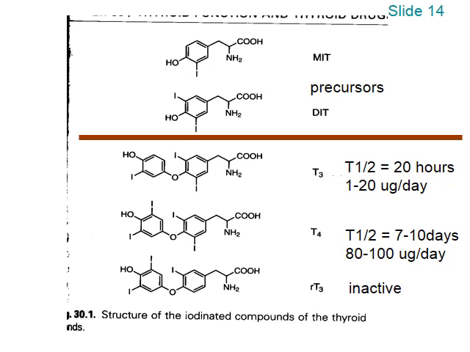This is a slide that depicts some structures of the compounds I've mentioned in the preceding slides, as well as their half-lives and how much of each form is made per day by the body. And so if we look to the very top of this figure, we see monoiodotyrosine and diiodotyrosine. These are the precursors of thyroid hormone. And below we see T3, T4, and RT3.